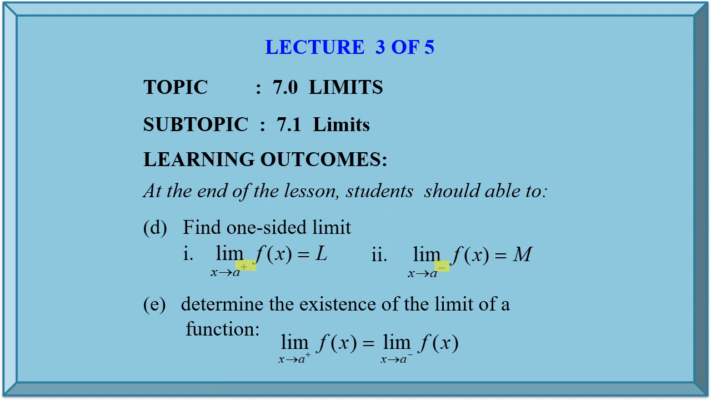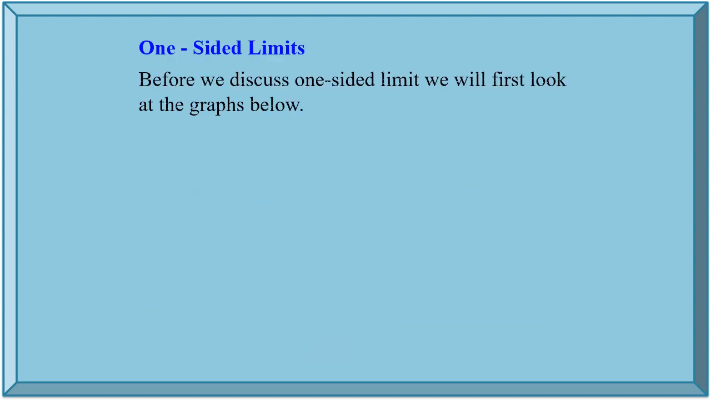For the existence of a limit, we are going to use this condition: the limit from the right side should equal the limit from the left side. If we have the same value for both the left and right hand side limits, it means that the limit exists. Okay? So, one-sided limit. Before we discuss one-sided limit, we will first look at the graph below.